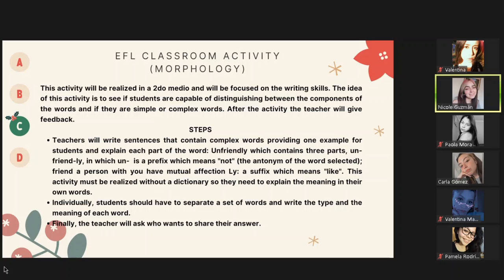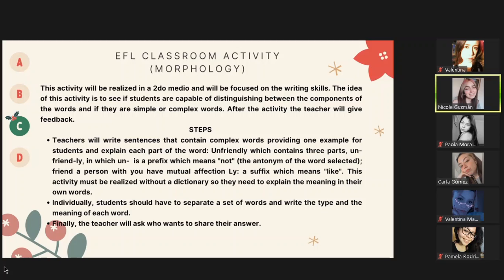Unfriendly, for example, which contains three parts. Unfriendly, in which un is a prefix which means not, the antonym of the word selected. Friend, a person with whom you have mutual affection, and ly, a suffix which means like. This activity must be carried out without a dictionary, so they need to explain the meaning in their own words.